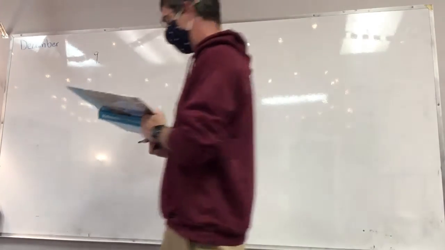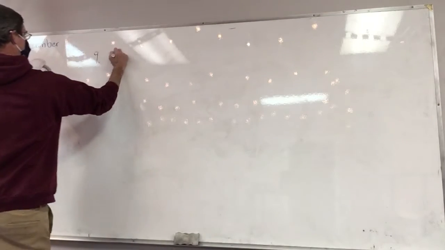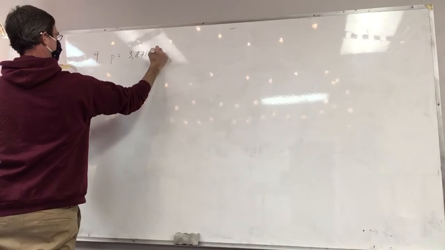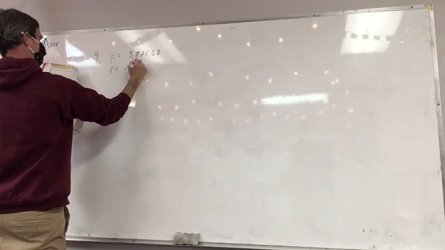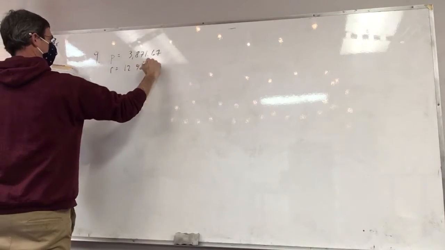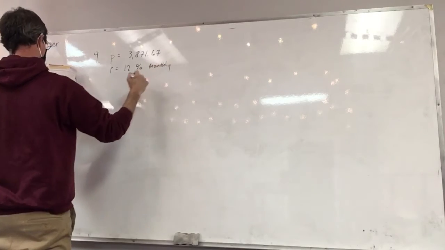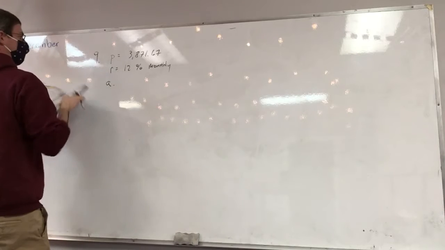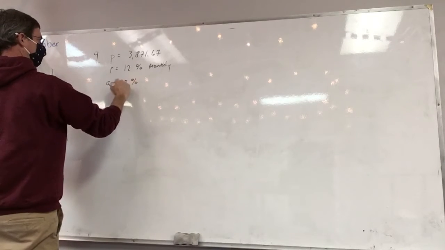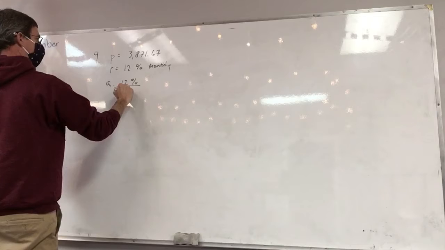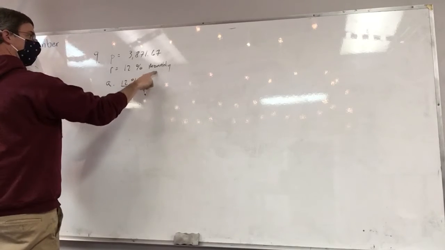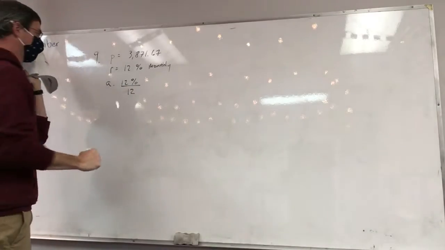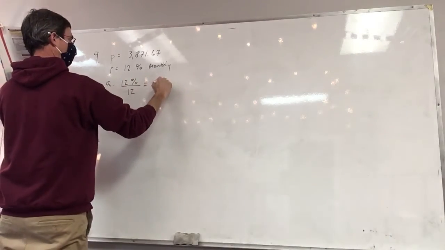All right, so number 9, the principal is 3871.67. The interest rate is 12%. It's compounded monthly. Okay, the rate per period then, 9A, is going to be 12% divided by what? It's compounded monthly, so 12. Right? So then this is 1%.